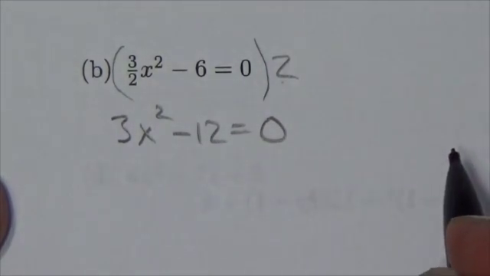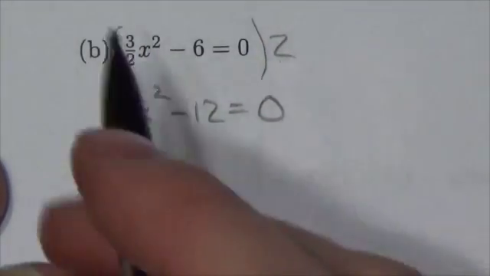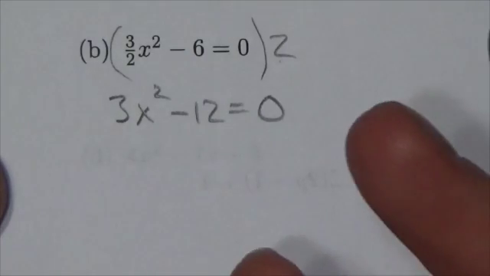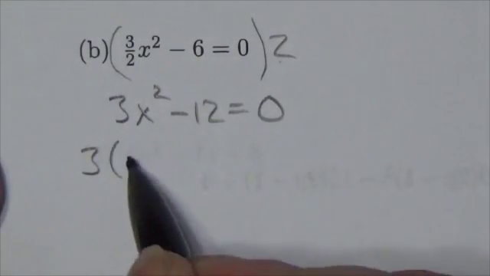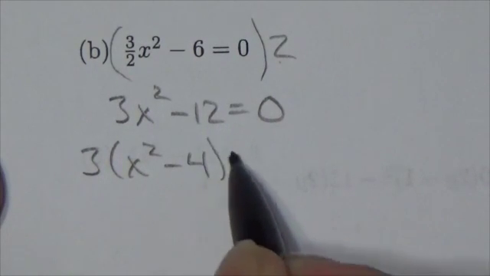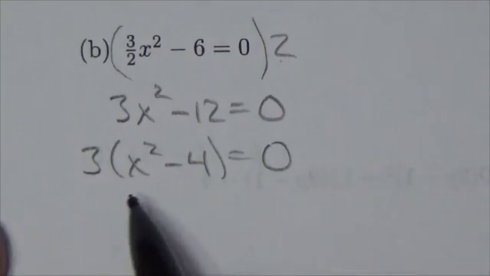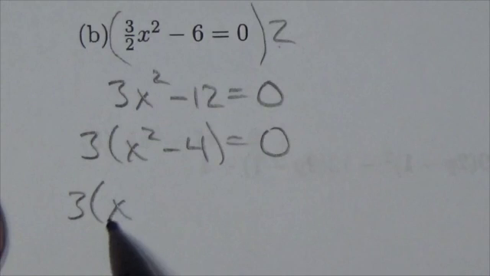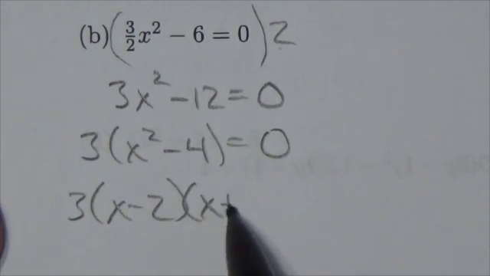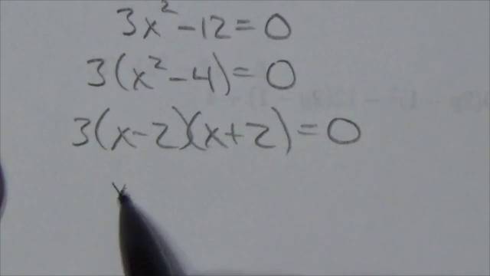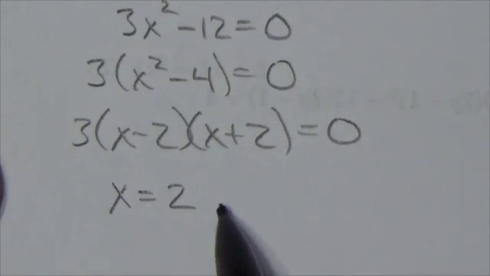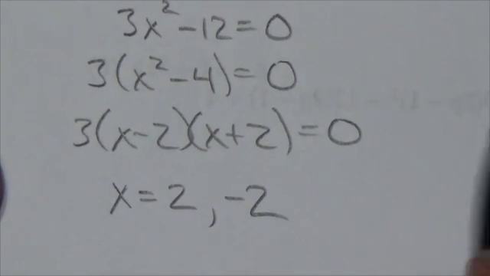Now, I can do this a couple of different ways at this point here. But since the nature of this problem is to solve these by factoring, I'll take out the common 3. And notice that what I'm getting here is this difference of squares. So this is going to become 3 times (x minus 2)(x plus 2) equals 0. And then I can take this one step further and say that x is equal to positive 2 or x is equal to negative 2.